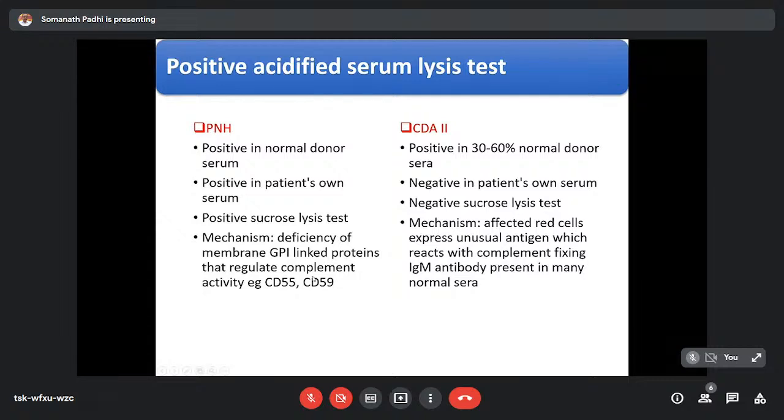And the mechanism of PNH is that there is a deficiency or defect in the membrane GPI-linked anchor proteins that regulate the complement activity, CD55 and CD59. So this defect in the GPI-linked anchor proteins leads to enhanced membrane attack complex mediated lysis of the RBCs, that is the mechanism in PNH, whereas affected red cells in CDA type 2 express unusual antigens which react with complement-fixing IgM antibody present in many normal sera. That gives rise to their lysis and shortened survival in a patient with CDA type 2. So it is IgM mediated, complement-fixing antibody mediated lysis because of the abnormal membrane. That is a picture of CDA type 2.